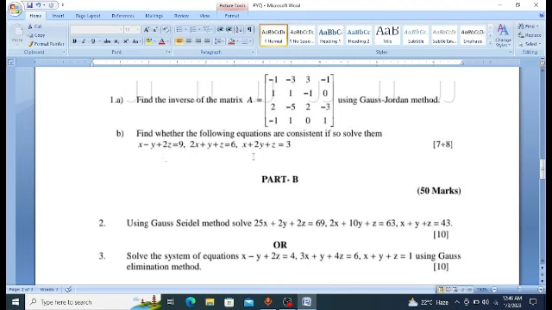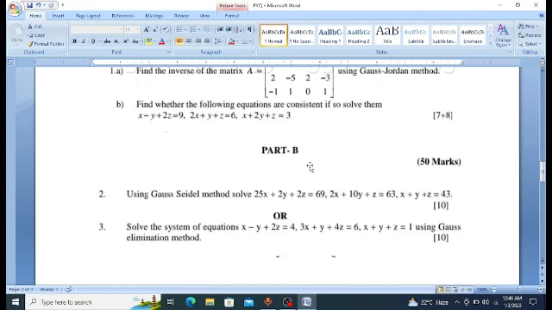So the condition you need to apply here is that rank of A is equal to rank of A by B. If both are equal, then the system of equations is said to be consistent. If not, it is inconsistent. So solve this and get the values of x, y and z.